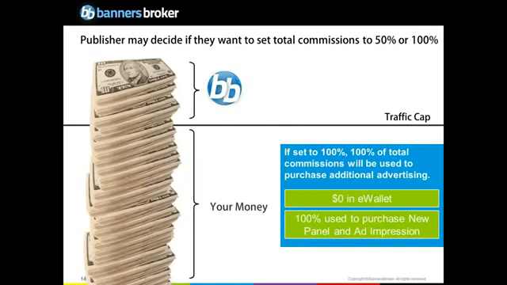So the second slide here is if you set your panels to 100%. When you set your panels to 100%, folks, that means there's $0 going in your e-wallet. 100% is going to buy you additional ad impressions and additional inventory on the publisher site, which is represented by panels. All right. So if you set your panels to 100%, no, you won't see anything in your e-wallet.